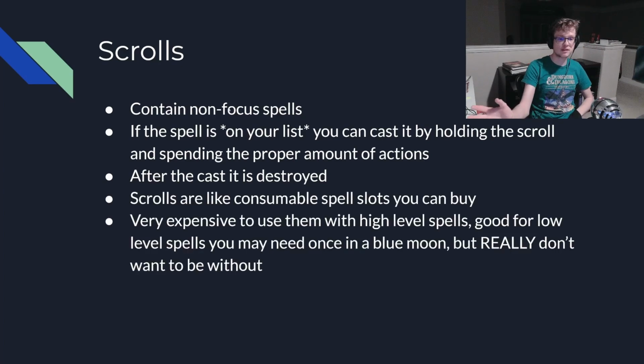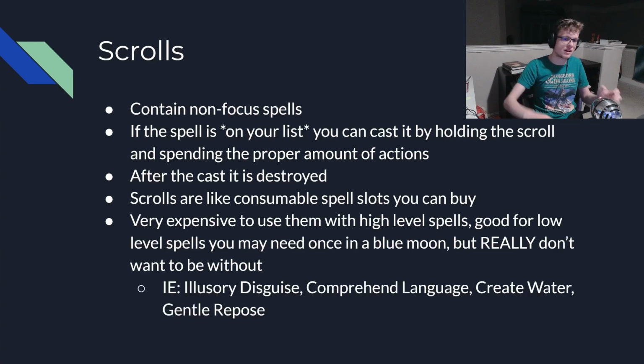There are consumable spell slots you can buy, and it's very expensive to use them with the high-level spells, but it's really good for low-level spells you'll want once in a blue moon, but really don't want to be without. So this could be stuff like Illusory Disguise, Comprehend Language, Create Water, Gentle Repose, things that you don't want to be caught without if you suddenly need them, but you really don't want to have to waste prepared slots or anything else on making sure you have these. You can just buy the scroll for a trivial amount of gold in the mid to late game and just have it with you, and then you're fine.